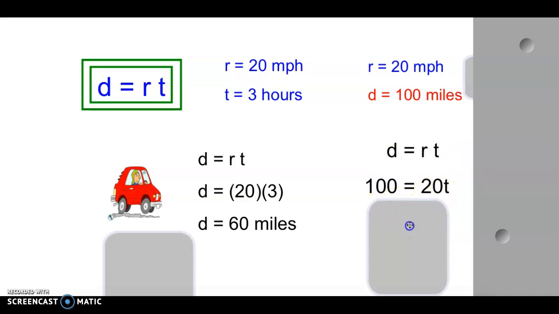T is now our variable, and you probably remember that you have to divide both sides by the coefficient, or the number in front of the variable, to get it by itself. So we'll divide both sides by 20, and you can see the 20s are going to cancel out, giving you 1t, or just t, and then 100 divided by 20 is 5. So it would take you 5 hours at that speed to go 100 miles.